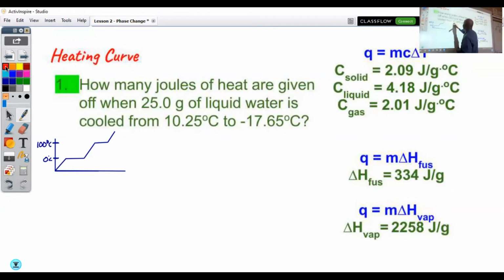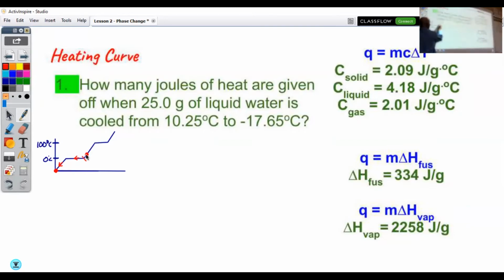So it might help to mark off where your change is occurring on your graph. In this case, I'm going from 10.25 degrees Celsius, that's somewhere around here, down to negative 17.65. That's way down here. So we're going in this direction from a hotter temperature to a cooler temperature. Remember what we learned in our last lesson. Anytime we're cooling, we're releasing energy. So all of our values for Q in this problem are going to have negative signs in front of them. Let's take a look at this first part.